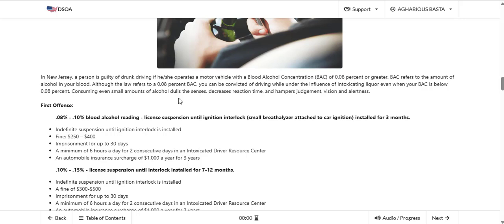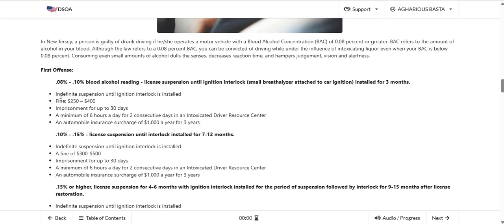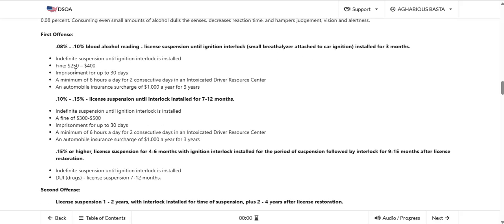First offense, 0.08% to 0.10% blood alcohol reading: license suspension until ignition interlock, a small breathalyzer attached to the car ignition, is installed for 3 months. Indefinite suspension until ignition interlock is installed. Fine, $250 to $400, imprisonment for up to 30 days, a minimum of 6 hours a day for 2 consecutive days in an intoxicated driver resource center, and an automobile insurance surcharge of $1,000 a year for 3 years.